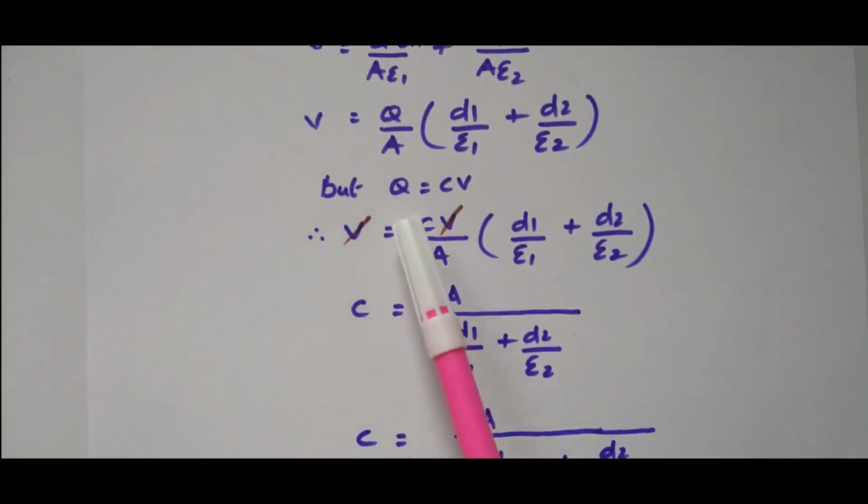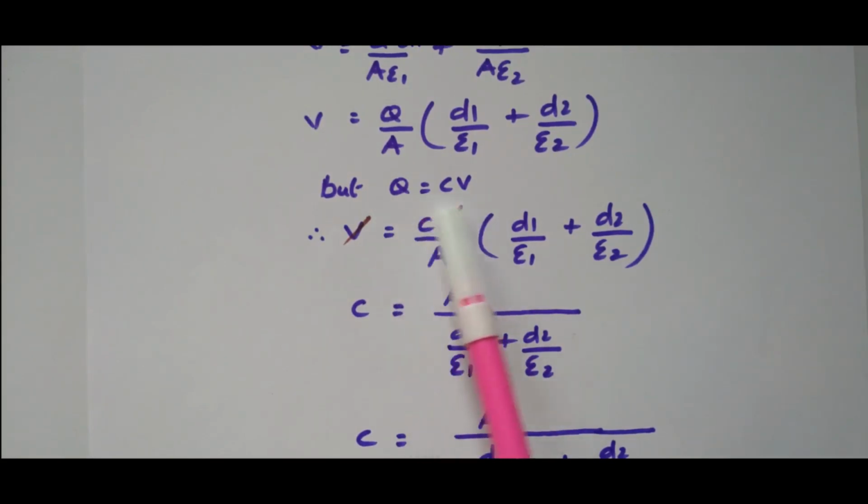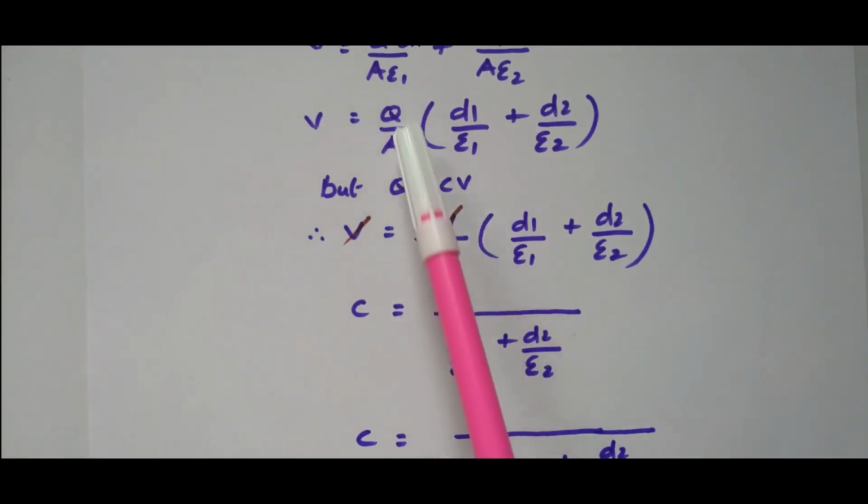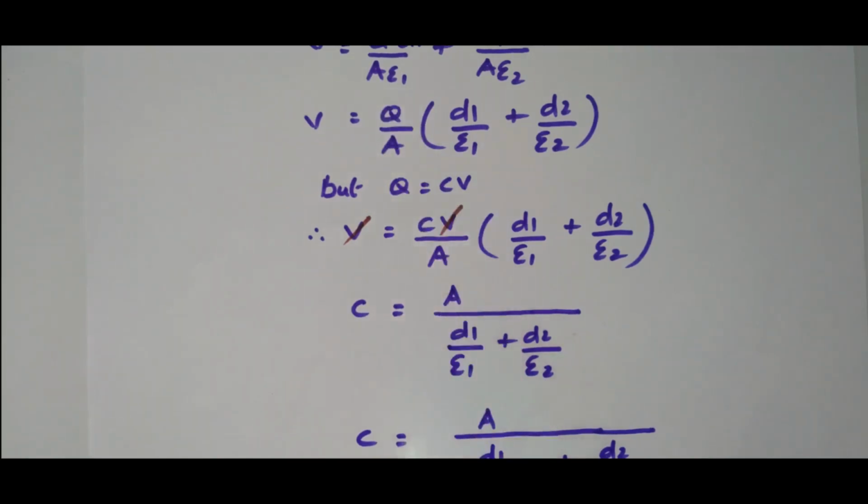Now we'll substitute Q equal to CV, right? The charge, Q equal to CV, we will substitute here, so that this V got cancelled, right? Now we bring this term in the numerator and this term in the denominator, so that C equal to A divided by D1 divided by epsilon 1 plus D2 divided by epsilon 2, right? So now we got the expression for capacitance.